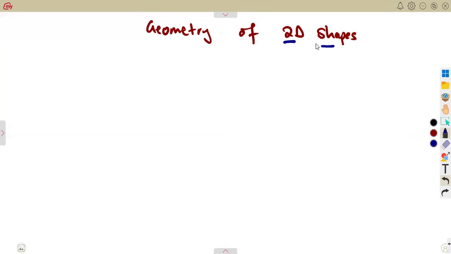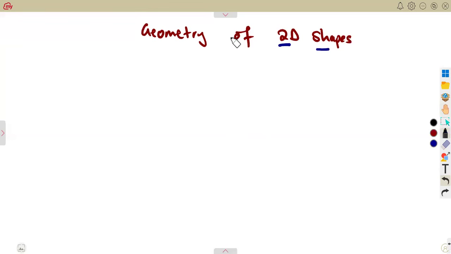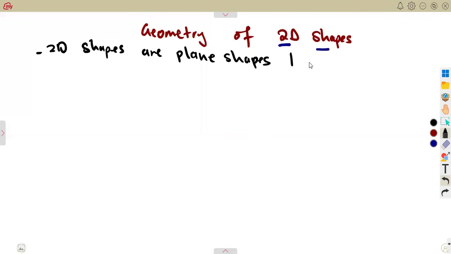Okay, so the first thing is, what is it that you are considering there as the 2D shapes? What type of shapes are we considering there? If we consider the 2D shapes, these are simply plane shapes. So you're going to consider plane shapes. But what type of plane shapes? That only have two dimensions.